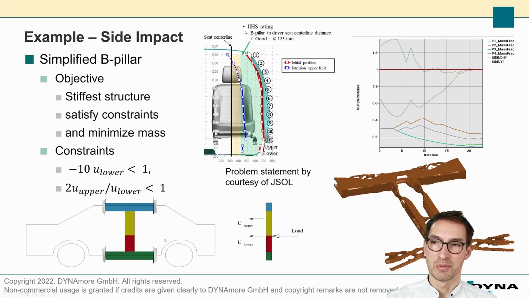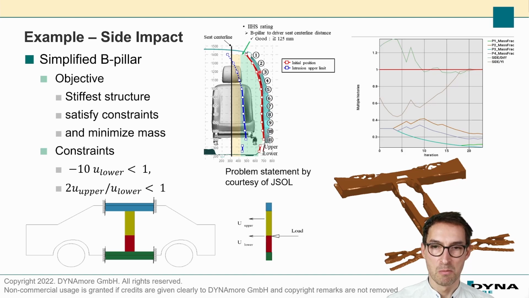Next one is the B-pillar of a car in case of a side impact crash. And the objective here is we want to have the stiffest structure, obviously, because we want to protect the passengers. We want to minimize mass because we want to have a lightweight car. And of course, we have certain constraints we need to match as well. For instance, we have to restrict the displacement or the deformation of this B-pillar, because we want to protect the passenger.